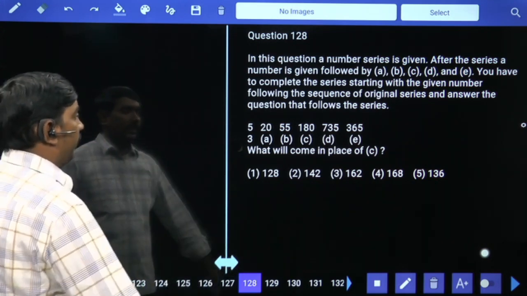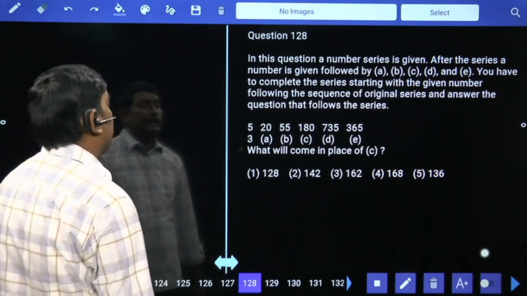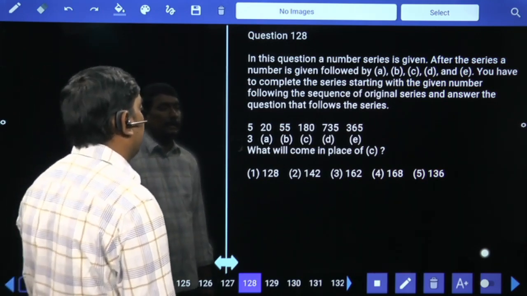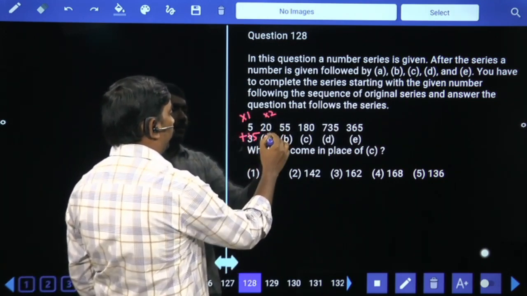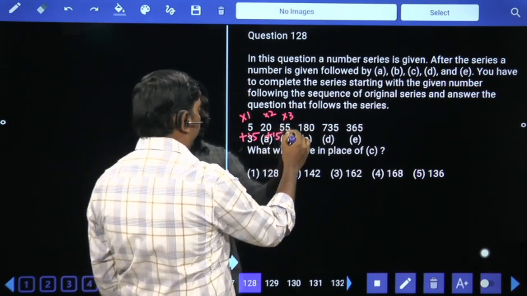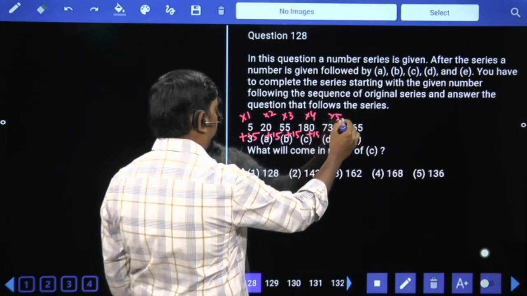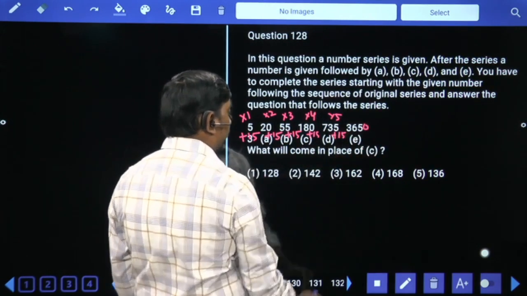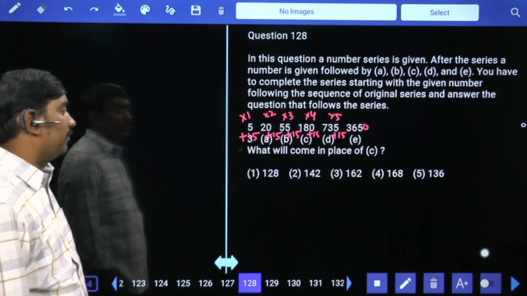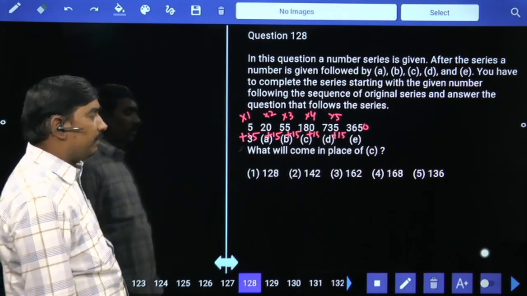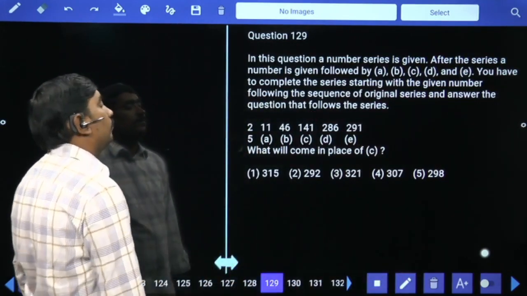5, 20, 55, 180, 735, 3650. Into 1 plus 15, into 2 plus 15, into 3 plus 15, into 4 plus 15, into 5 plus 15. Here not 365, that is 3650. Same logic, you can frame the second series. Next.